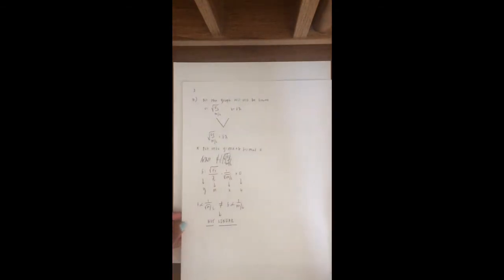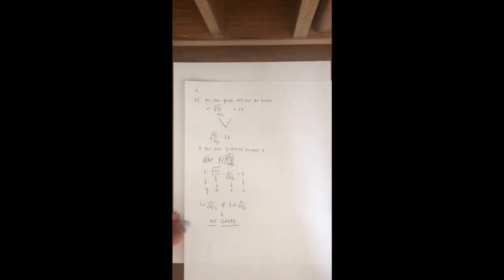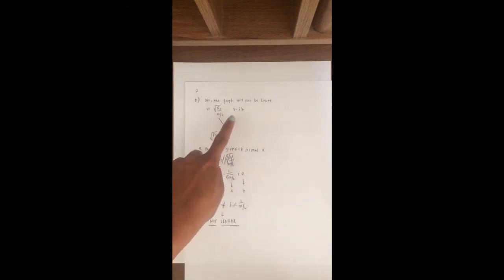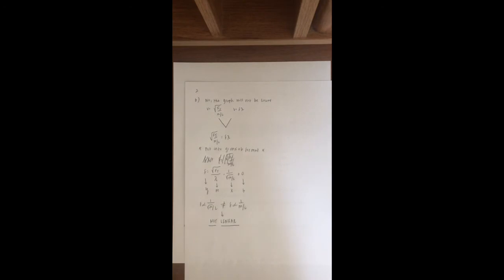So, for part B, no, the graph will not be linear. In order to do this, you have the 2 velocity functions, which is velocity equals the square root of force of tension divided by m divided by L, and you also have velocity equals frequency times wavelength. So what we need to do is set these 2 formulas equal to each other. So in the end, we will get this.